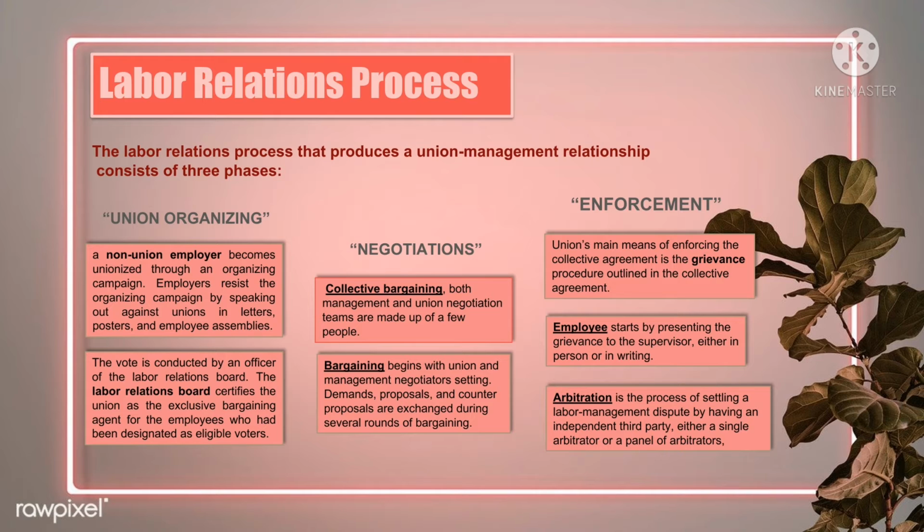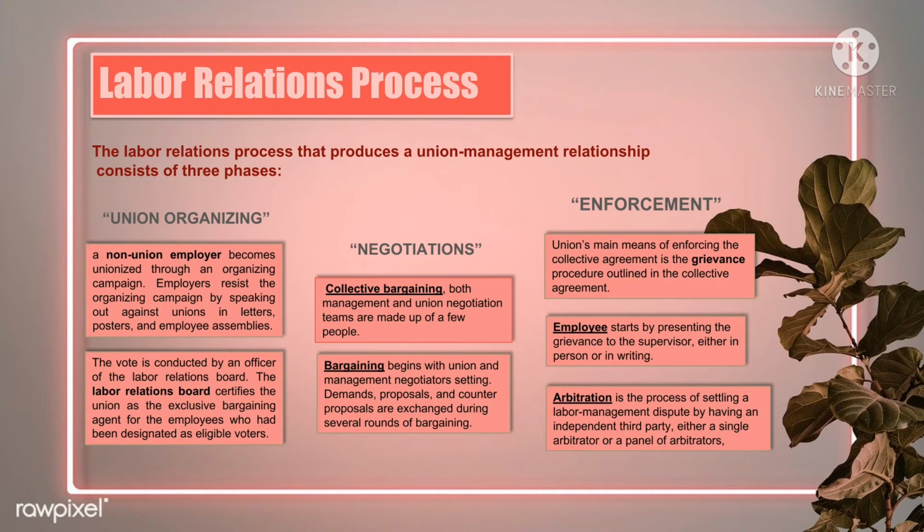After receiving the union's application for certification, the Labor Relations Board notifies the affected parties, the employer and the employees, and schedules a time and date for eligible employees to vote on whether they want to be represented by the trade union or not. Supervisors and managers cannot participate in this voting process. The vote is conducted by an officer of the Labor Relations Board. Both the union and employer are entitled to have scrutineers present during the voting process.